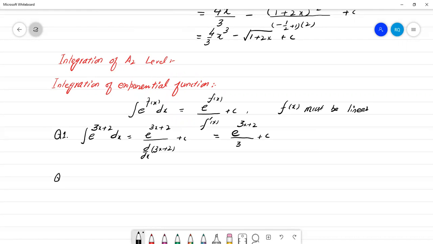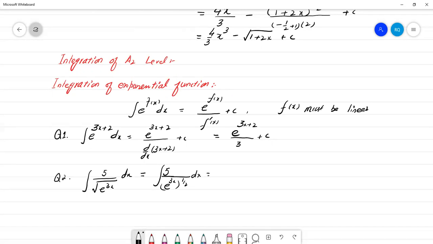Another example, question number 2: integral of 5 over under root e raised to power 3x. As I said earlier, with respect to integration you have to remember one thing: no terms of x must be in the denominator and all the terms must be in exponential form. So you have to change this one into exponential form. You have to write 5 as it is, and e raised to power 3x whole raised to power 1 by 2.